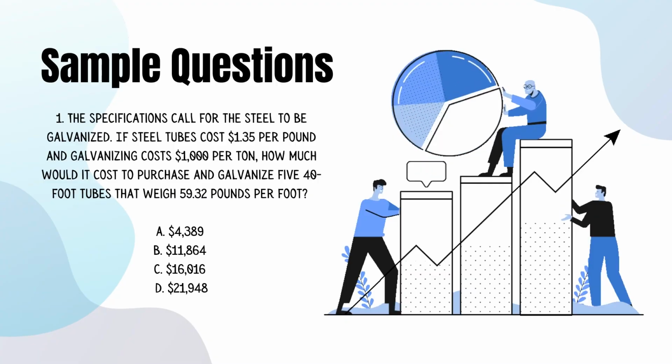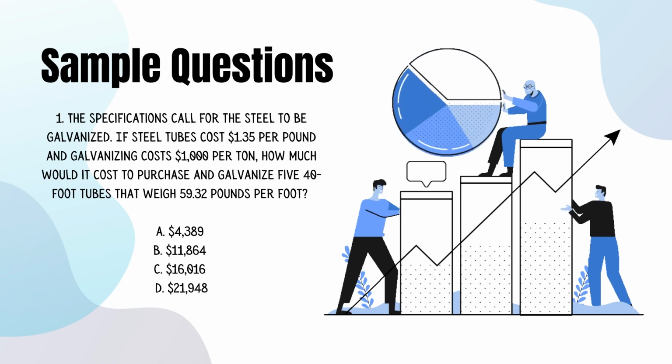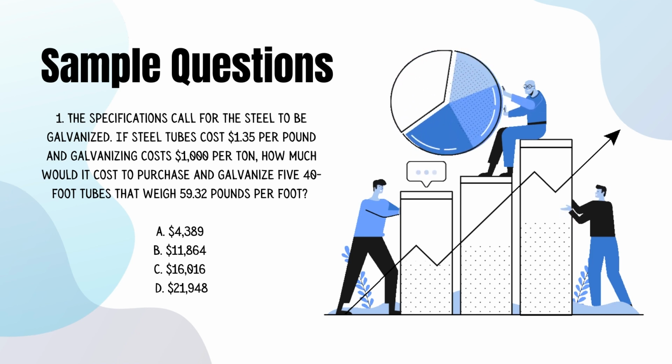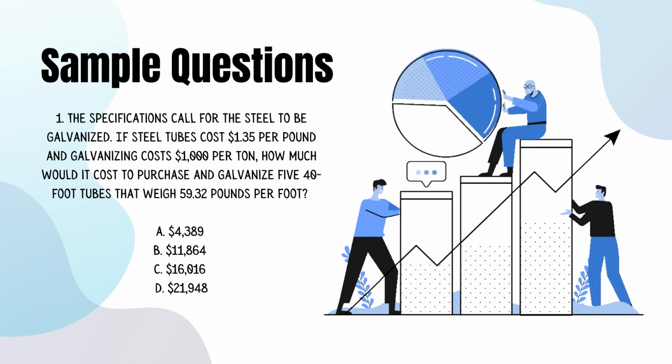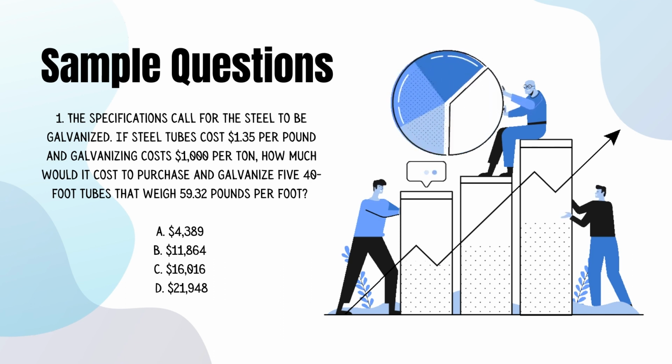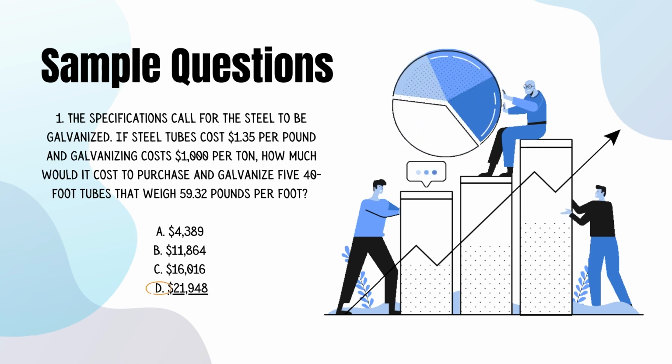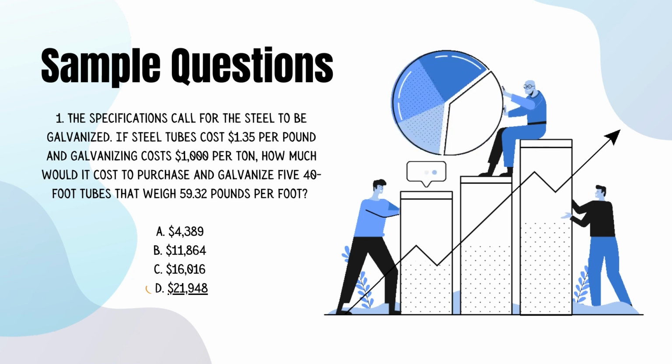The first one is going to be a mathematical question. The specifications call for the steel to be galvanized. If steel tubes cost $1.35 per pound and galvanizing costs $1,000 per ton, how much would it cost to purchase and galvanize 5 40-foot tubes that weigh 59.32 pounds per foot? I'll give you a moment to think on that one. D, $21,948. Did you guess it right?